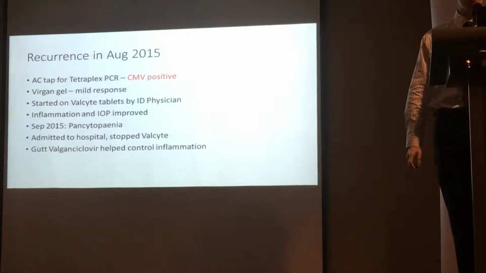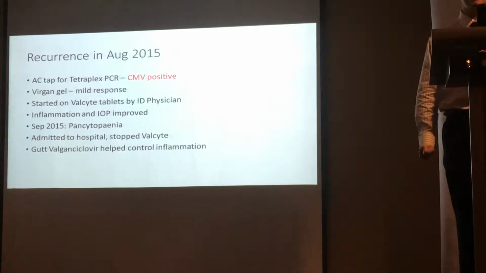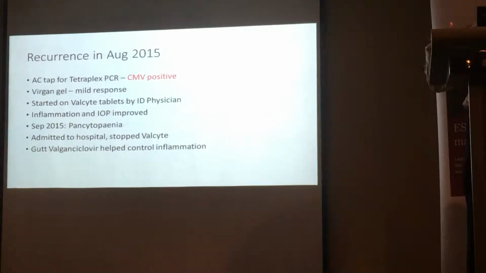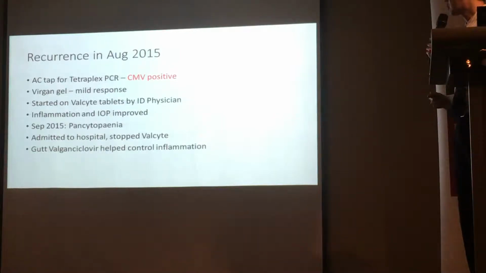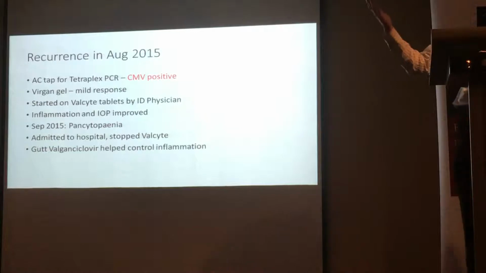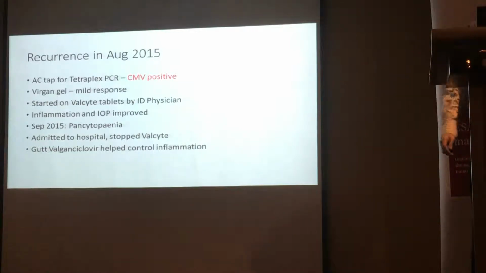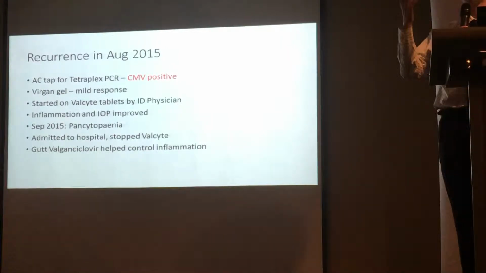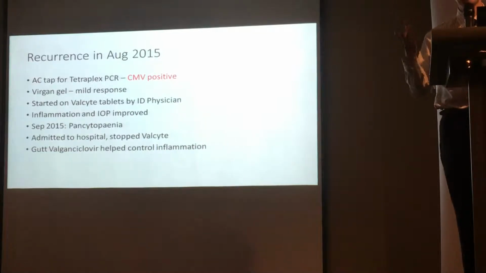Then she comes back again in August with a recurrence. This time I tell her, it's been coming like this for really so many years, and this year alone, you've had at least 2 before you were referred to me. I think we really need to get down to what the cause is. So we did an AC tap, sent it for tetraplex PCR, and it comes back CMV positive. So I started her on Ganciclovir gel in addition to the glaucoma medications. There was a mild response, meaning that the anterior chamber inflammation reduced a little bit, but not a lot.